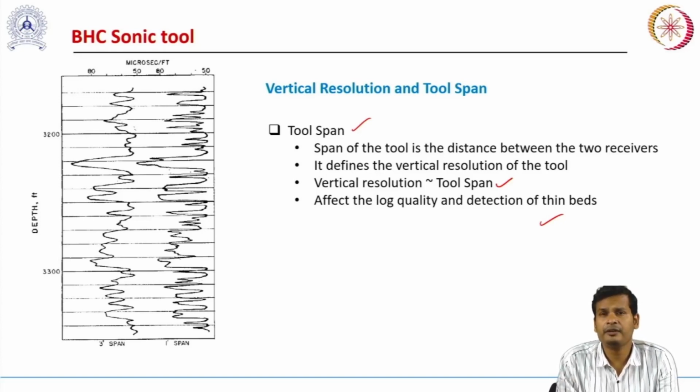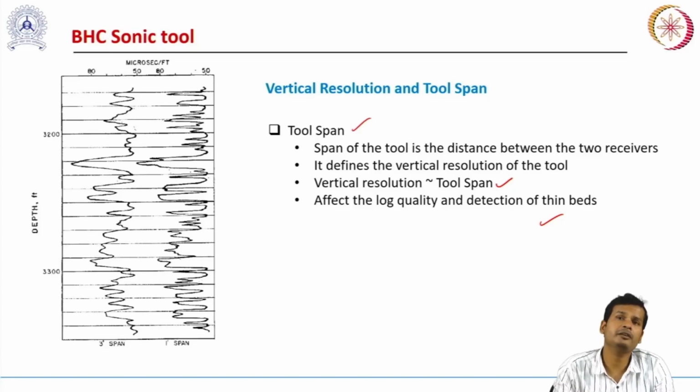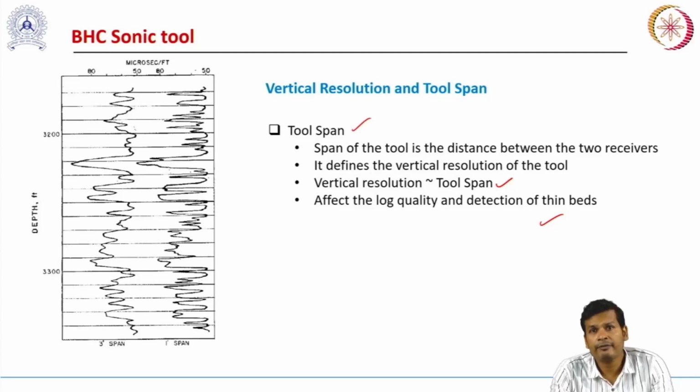Generally, DOI and the tool span are both related. If you want high depth of investigation, you must have a larger receiver spacing. That means the spacing between two receivers must be very large. But when you keep the spacing between the two receivers very large, obviously it is going to decrease your vertical resolution. So if you want a good vertical resolution, the spacing between two receivers should be small.